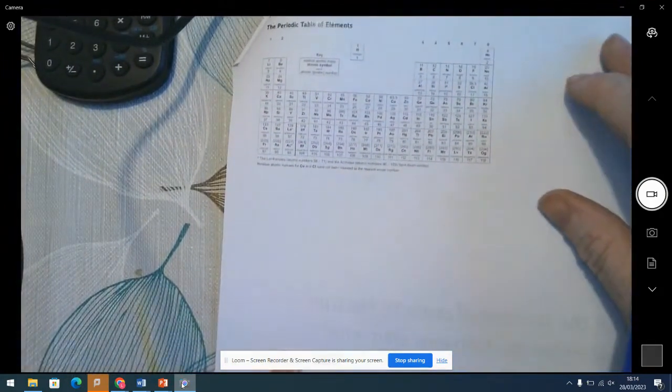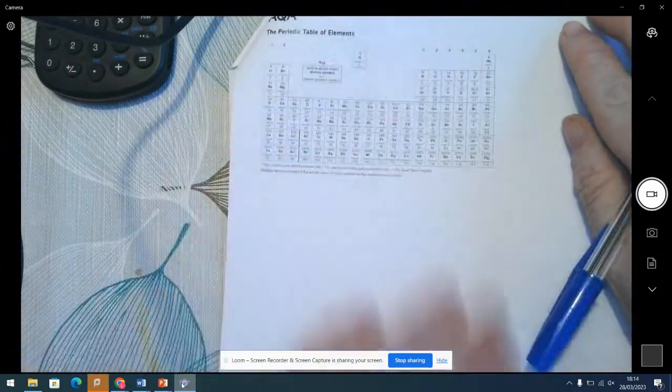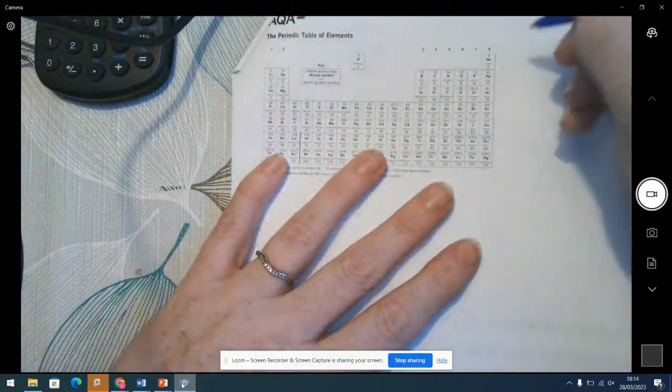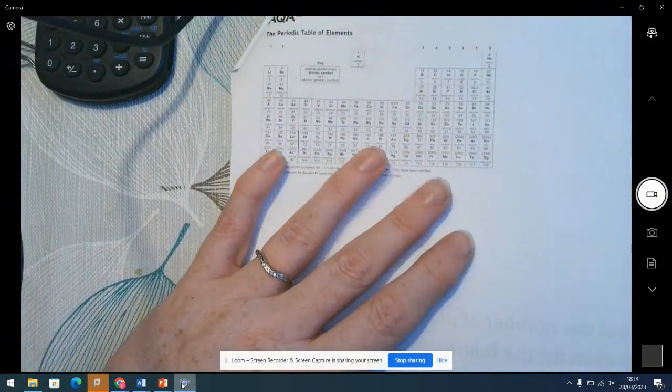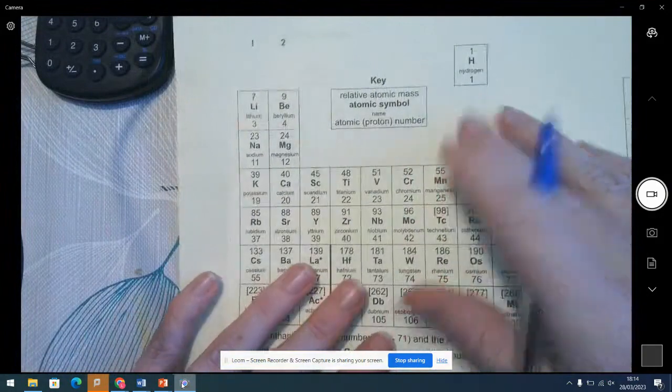In addition to that, the periodic table actually tells us lots of information. I'm just going to zoom in slightly on this. It tells us lots of information about the atom. So for example, the periodic table has got key information within it. And I'm just going to get my other copy of the periodic table here so you can see what I'm talking about.